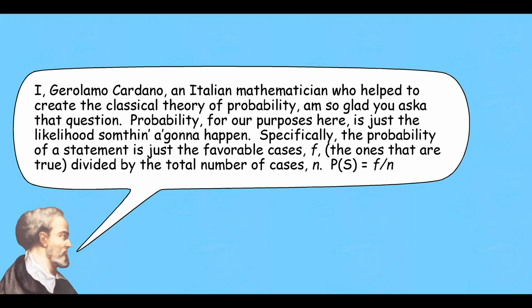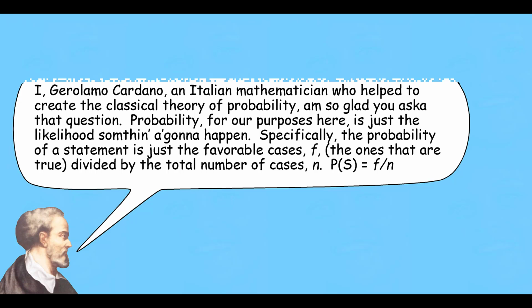So this is Girolamo Cardano. He was an Italian mathematician who helped create the classical theory of probability. Probability, for our purposes now, is just going to be equivalent to the likelihood of something happening. Specifically, the probability of a statement is just going to be the favorable cases, the ways the world turns out where the statement is true, divided by the total number of possible cases, all the different ways the world could turn out. So the probability of some statement S will be equal to the ways the world could turn out where S is true, divided by all the different possible ways that the world could turn out.